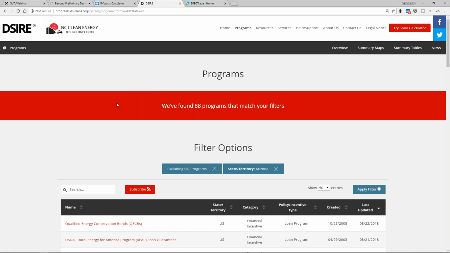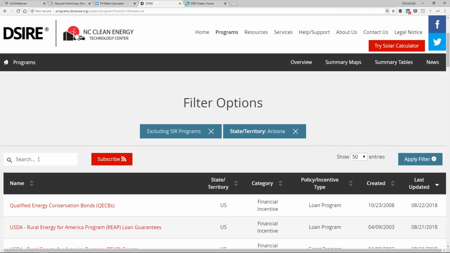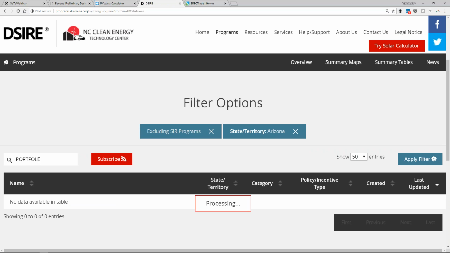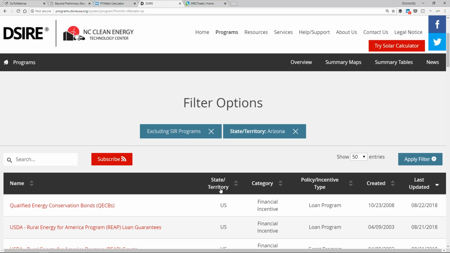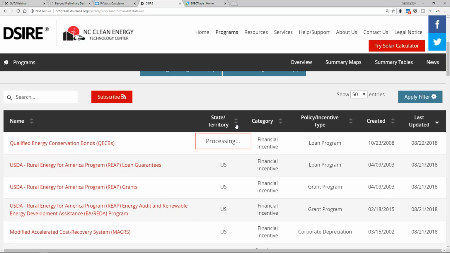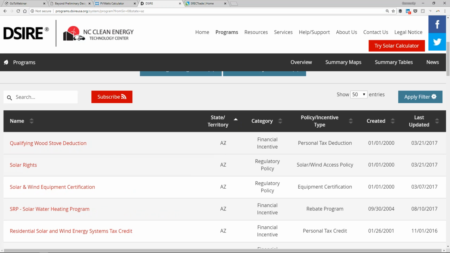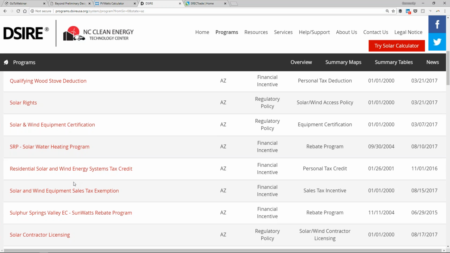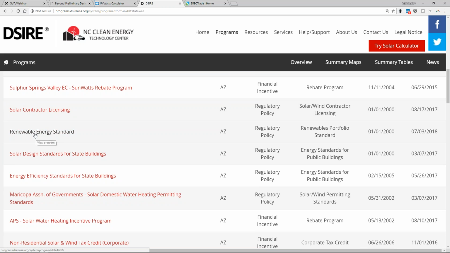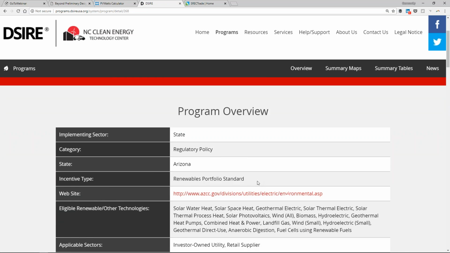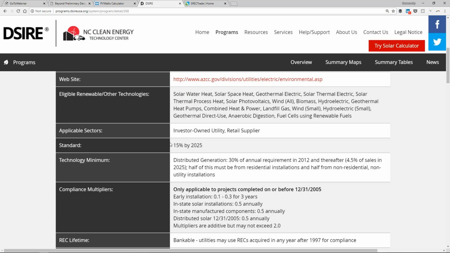Here we are in Arizona for the DESIRE website. I don't see a renewable portfolio standard for Arizona, although most states have them. So when I'm searching DESIRE, what I'm going to do is just switch to the Arizona laws. And kind of here's the renewable energy standard. So that's another term for it, is what's your renewable energy standard. And so they're going for 15% by 2025.